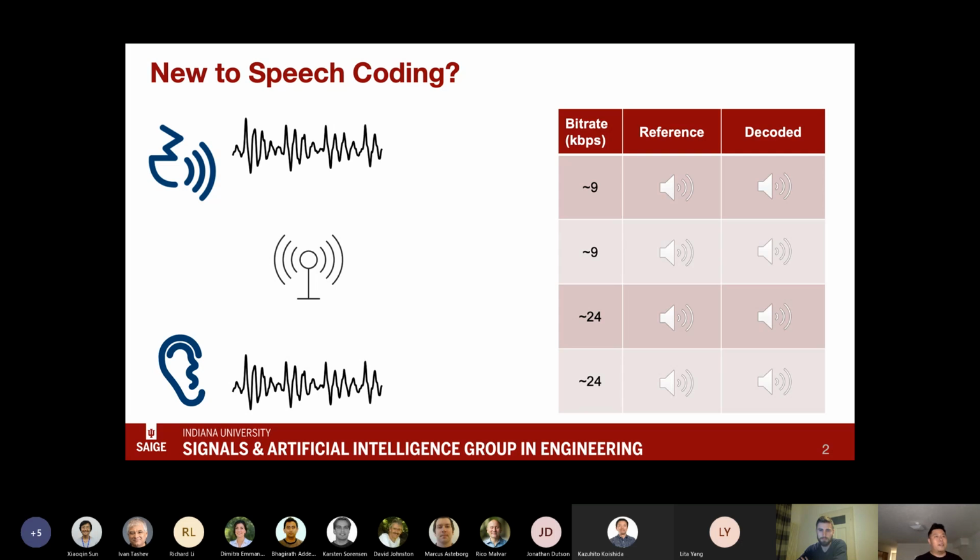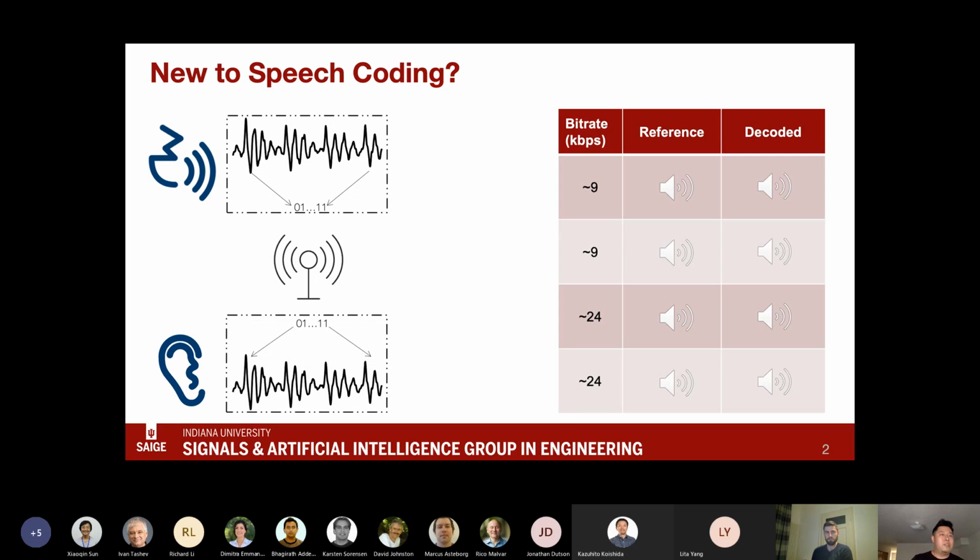But the speech itself is not directly sent through the internet. It will be first compressed into this bitstream, which is transmitted to the other side. The decoder will take the bitstream and reconstruct the speech signal. The hope is to achieve as much compression as possible. At the same time, we also want the decoded signal to be perceptually similar to the reference signal.